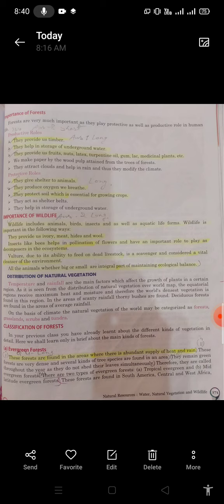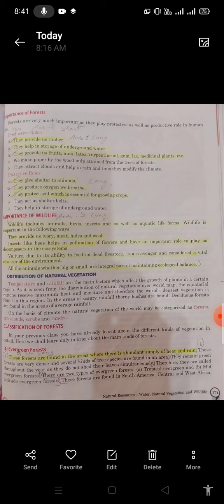Wildlife includes animals, birds, insects, as well as aquatic life forms. Wildlife is important in the following ways. They provide us ivory, meat, hides, and wool. Insects like bees help in the pollination of flowers and have an important role to play as the decomposers of the ecosystem. The vulture, due to its ability to feed on dead livestock, is a scavenger and considered a vital cleaner of the environment. All the animals, whether big or small, are an integral part of maintaining ecological balance.